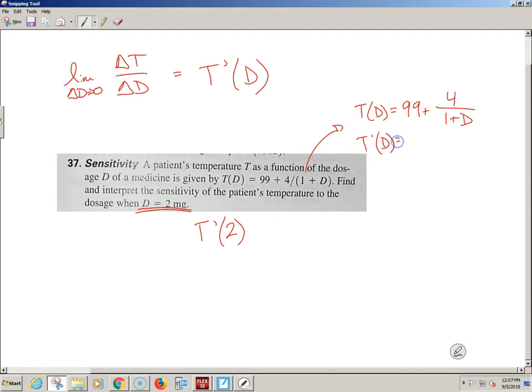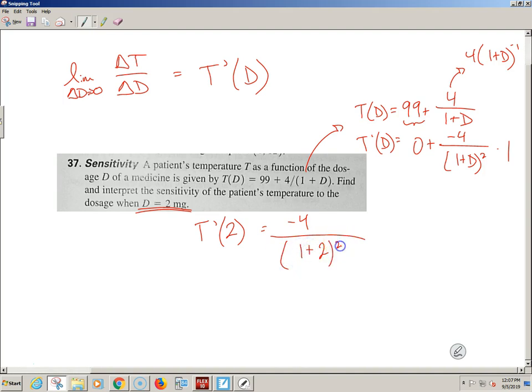Since we know derivatives, the derivative of any constant is going to be 0, right? It would have been way easier to think of it as a chain rule, where I bring down my -1. Now I'm going to have 1 plus D to the -2, and then technically times U prime, but that's just 1. So then my T prime of 2 would be -4 all over (1 plus 2) squared, which would be -4 over 9.